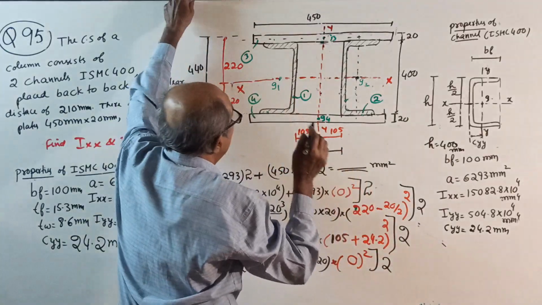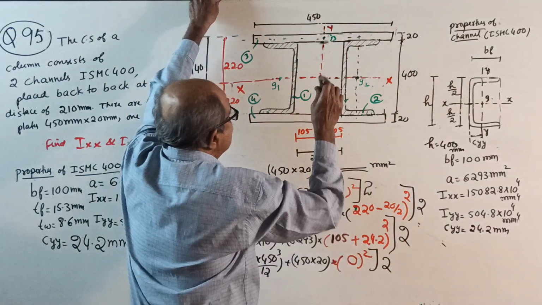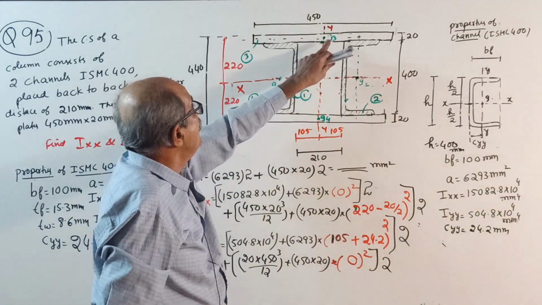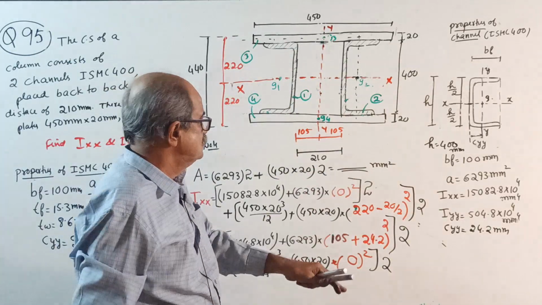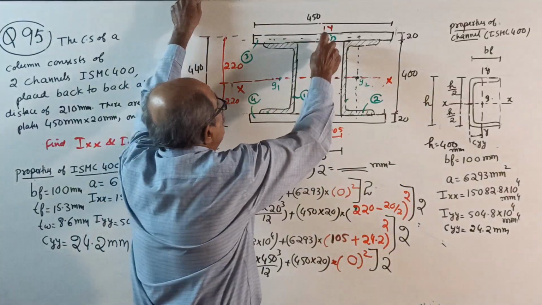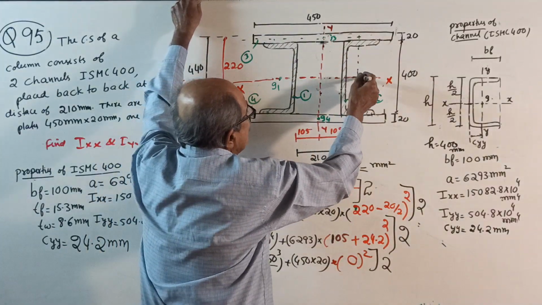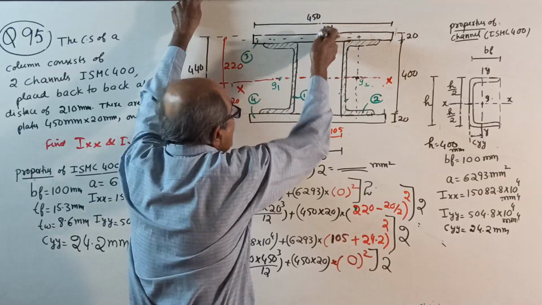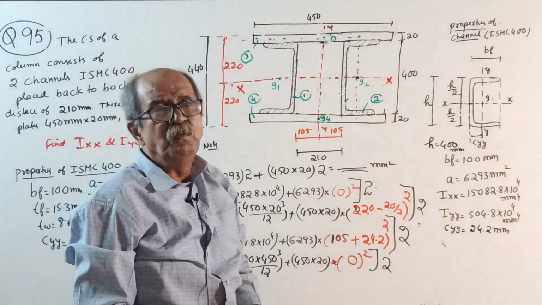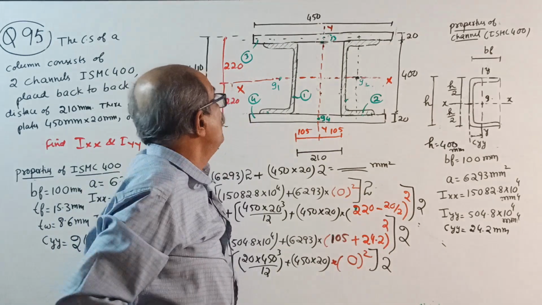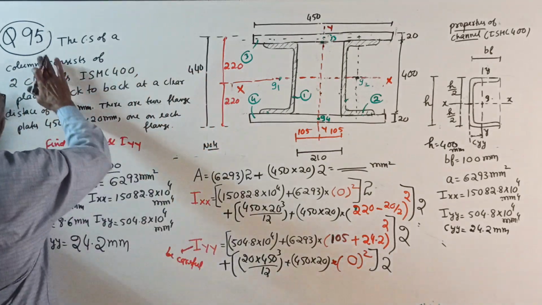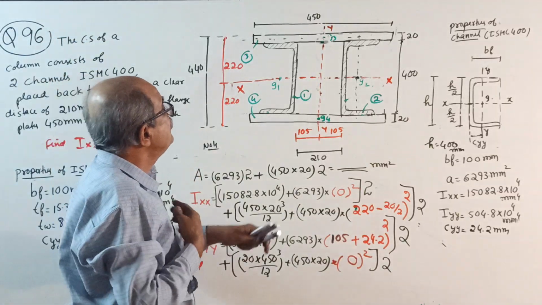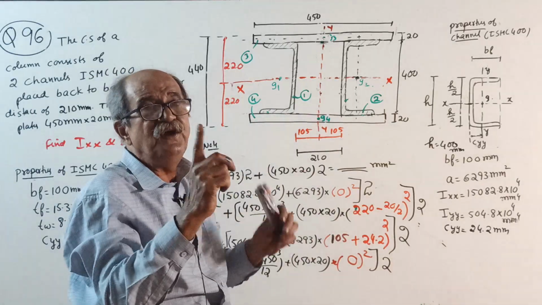Note here, when you do IXX, the channel centroid lies in XX, 0 square. The plate centroid lies outside, so distance square is there. When you do I about YY, the channel centroid lies outside, so distance square is there, but the plate centroid lies in YY, 0 square. More than this I cannot explain. Now question number 95 is over. 96 and 97 are identical to this question. Only change is the 2 channels are placed face to face.